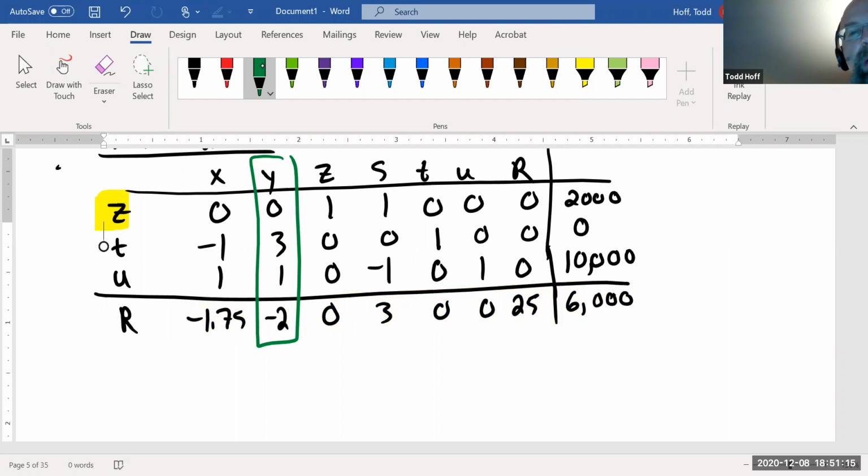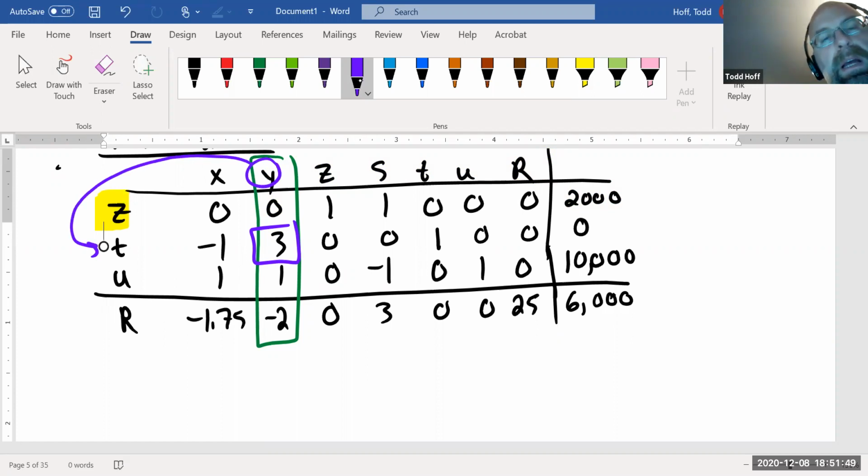For test ratios, well, 2,000 divided by 0, that can't be done. Can't divide by 0, so that one's no good. 0 divided by 3 is 0. That's pretty small. So I have a test ratio of 0 there. 10,000 divided by 1 is 10,000. So I'm obviously going to be using the 3 as my pivot. 0 is my smallest test ratio. So that means that this y is going to go over here and replace t as the row label in my next tableau. And I have to use that 3 to clear all the other values in that column.